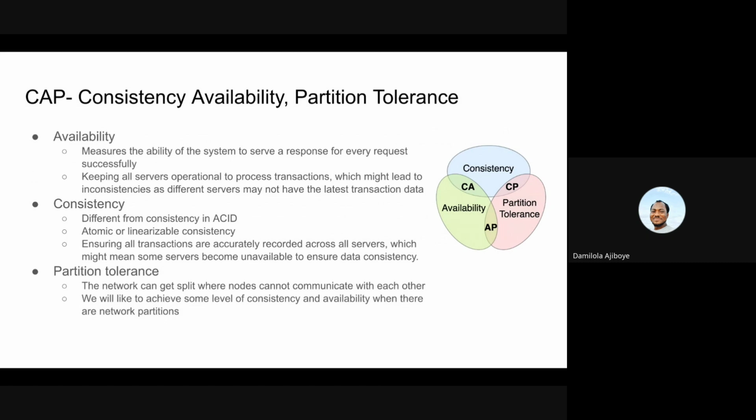Availability is the ability of the system to serve a response for every request. Imagine we build an API. We want to make sure that every time a client makes a request to the API, we get a response. So that's pretty much availability.